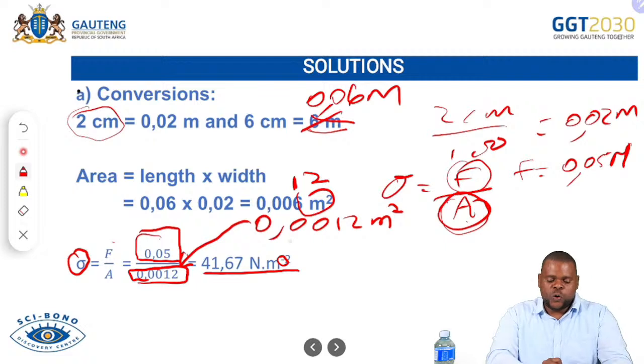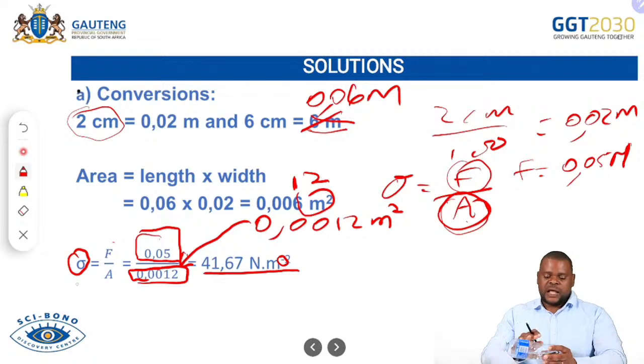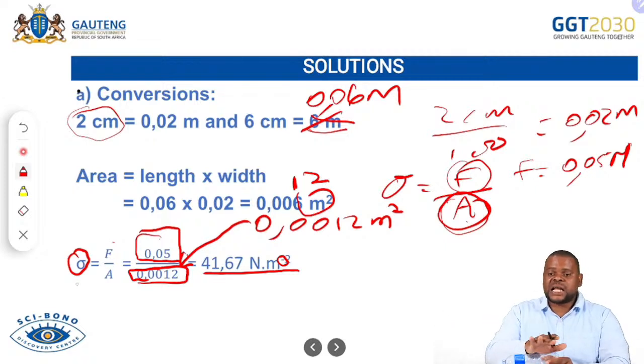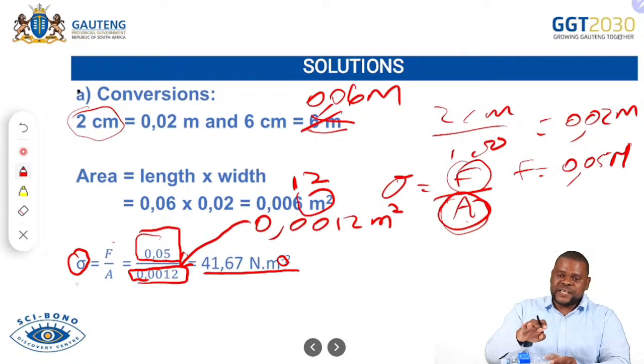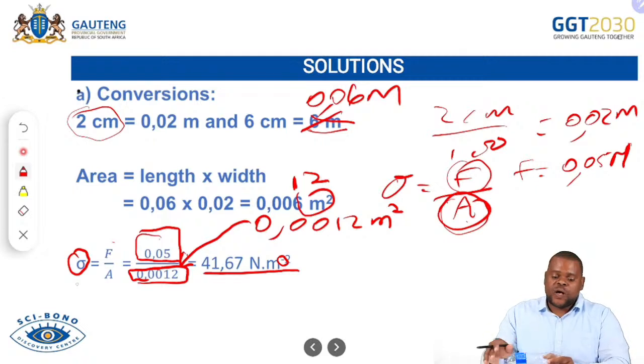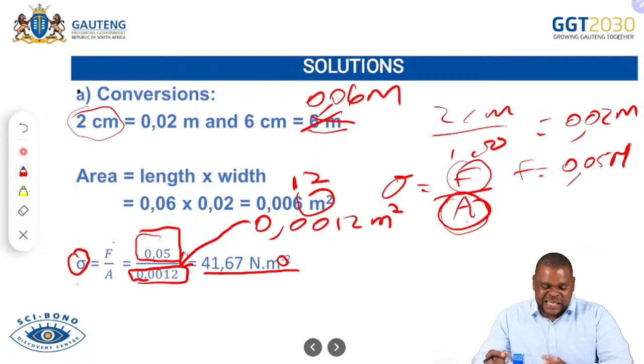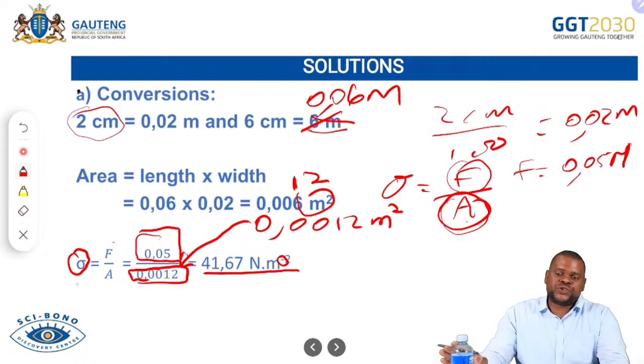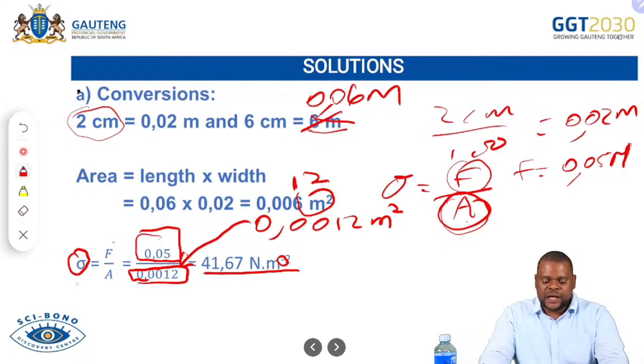Yes. Then we know that now the stress that the top surface of the block is experiencing is equals to 41.67 Newton per meter squared.